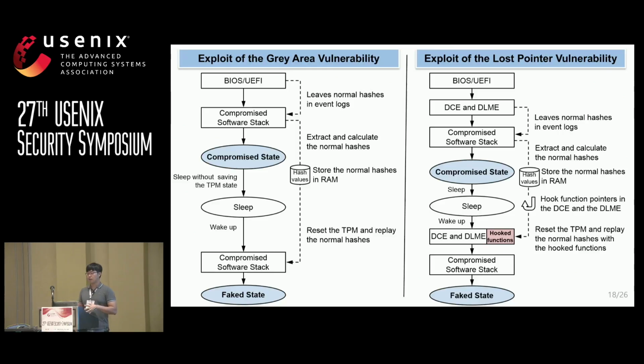On the right of the page, it shows the exploit scenario of the lost pointer vulnerability. The scenario is almost the same as the gray area vulnerability except for the DCE and DRME. In the case of DRTM, we could extract the normal hashes from the tboot event logs, so we could change the system state like the gray area vulnerability.